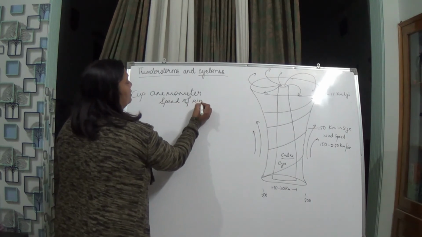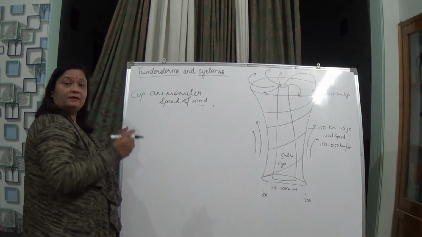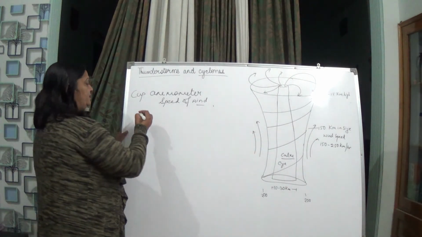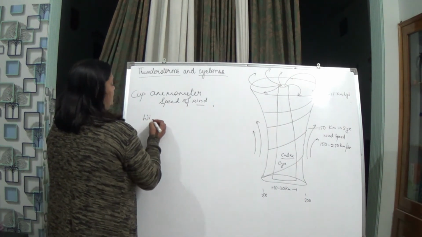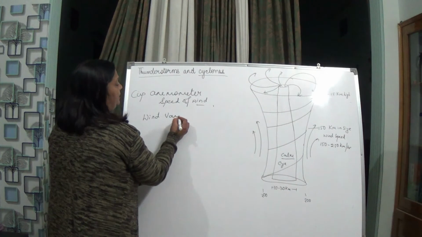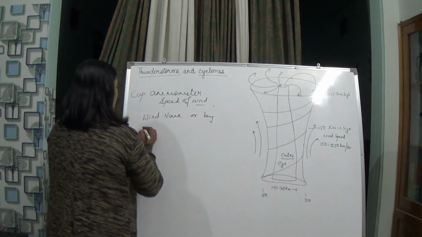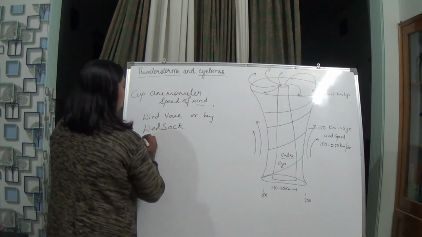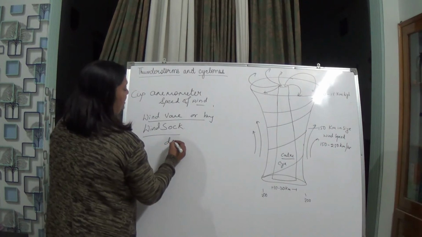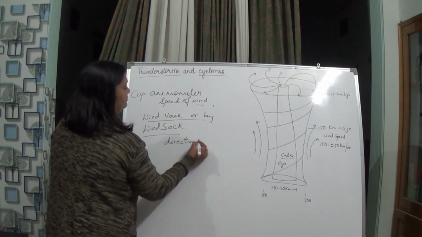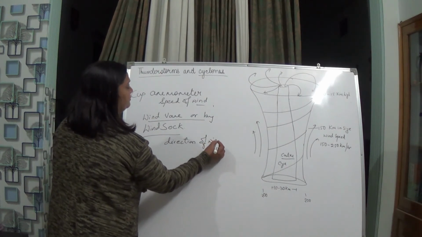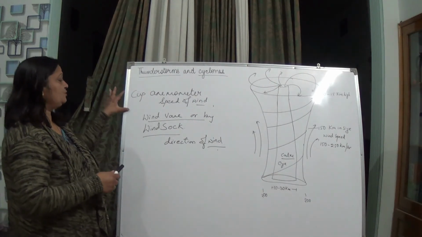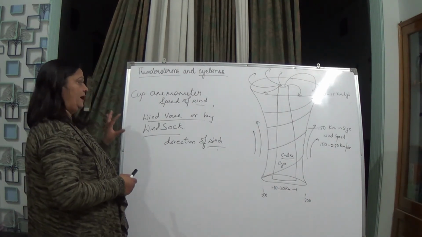Here, direction also plays a main role. So how can we find the direction of the wind? It can be found by a wind vane or a wind sock. These two tell about the direction of the wind. So these are the instruments which are used to find the speed of the wind and the direction of the wind.